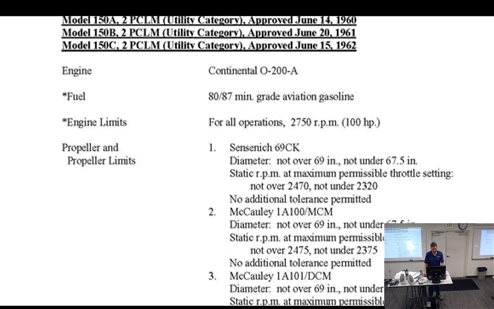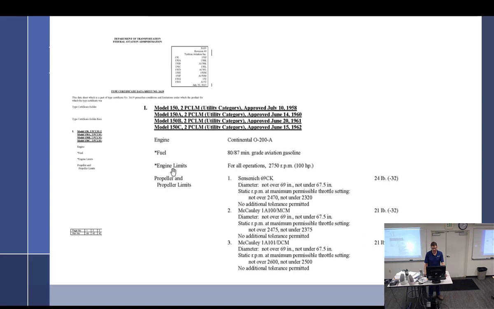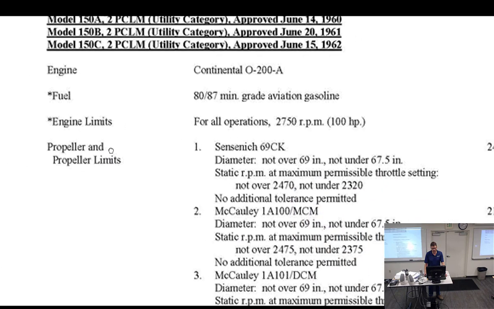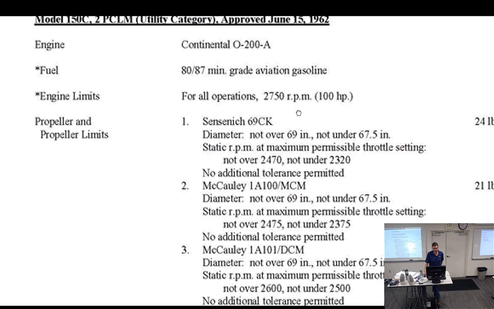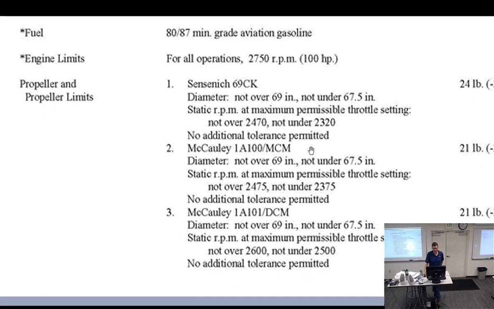One. It would be a Continental O-200, which takes 80/87 grade. And for all engine limits for all operations, what's the maximum we can turn it? 2750, and that produces a whopping 100 horsepower.